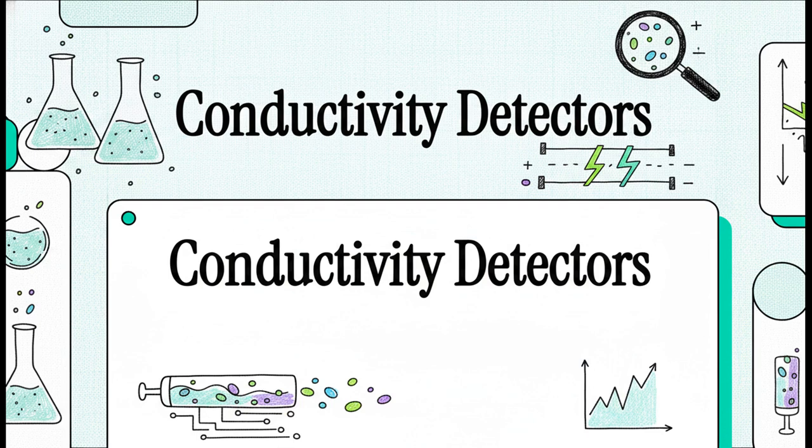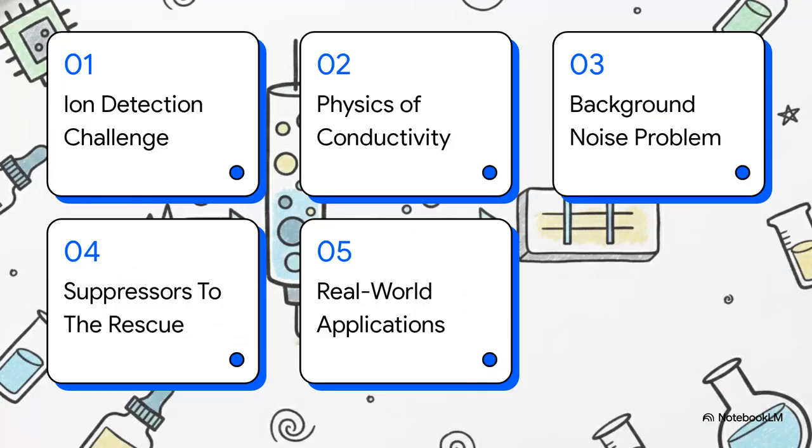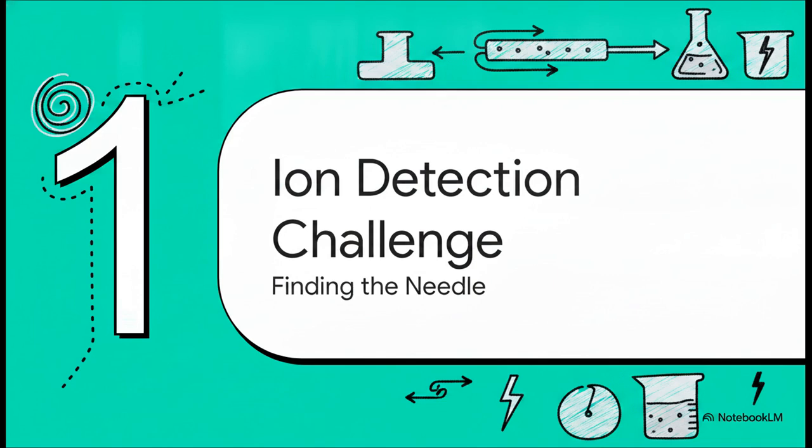We're going to break down the clever physics and the brilliant engineering that allows us to, essentially, see the invisible chemical world. Here's our quick roadmap for today. We'll start with the ion detection challenge, move into the physics of conductivity, tackle the background noise problem, see how suppressors come to the rescue, and finally, look at some real-world applications. Section 1, the ion detection challenge.